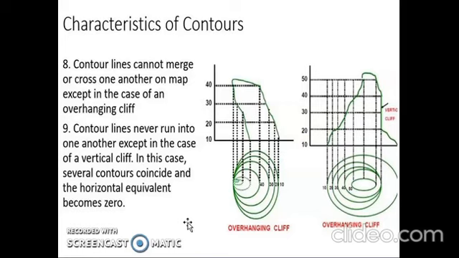Also, if you refer to the second diagram, contour lines never run into one another except in case of a vertical cliff, as we already said, and in case several contours coincide, the horizontal equivalent becomes 0. So that means that either it's a straight vertical cliff like is shown in figure 2, wherein the elevation is the same, that there is no change in the elevation at this particular place. So even when there is a straight vertical cliff, all the contour lines will coincide at one point.